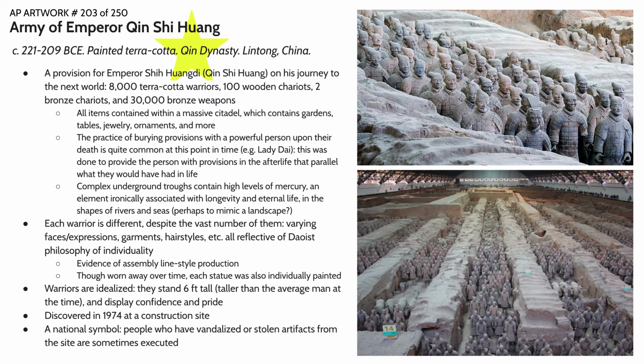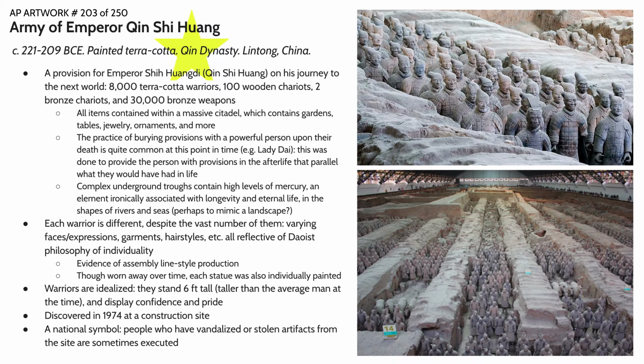Our next work is the army of Emperor Qin Huang. So this was one of several provisions made for Emperor Qin Shi Huang, the first emperor of China, on his journey to the next world. Based on what has been currently excavated, there are around 8,000 terracotta warriors, 100 wooden chariots, 2 bronze chariots, and around 30,000 bronze weapons that have been excavated since the discovery of this particular site in the mid-70s.